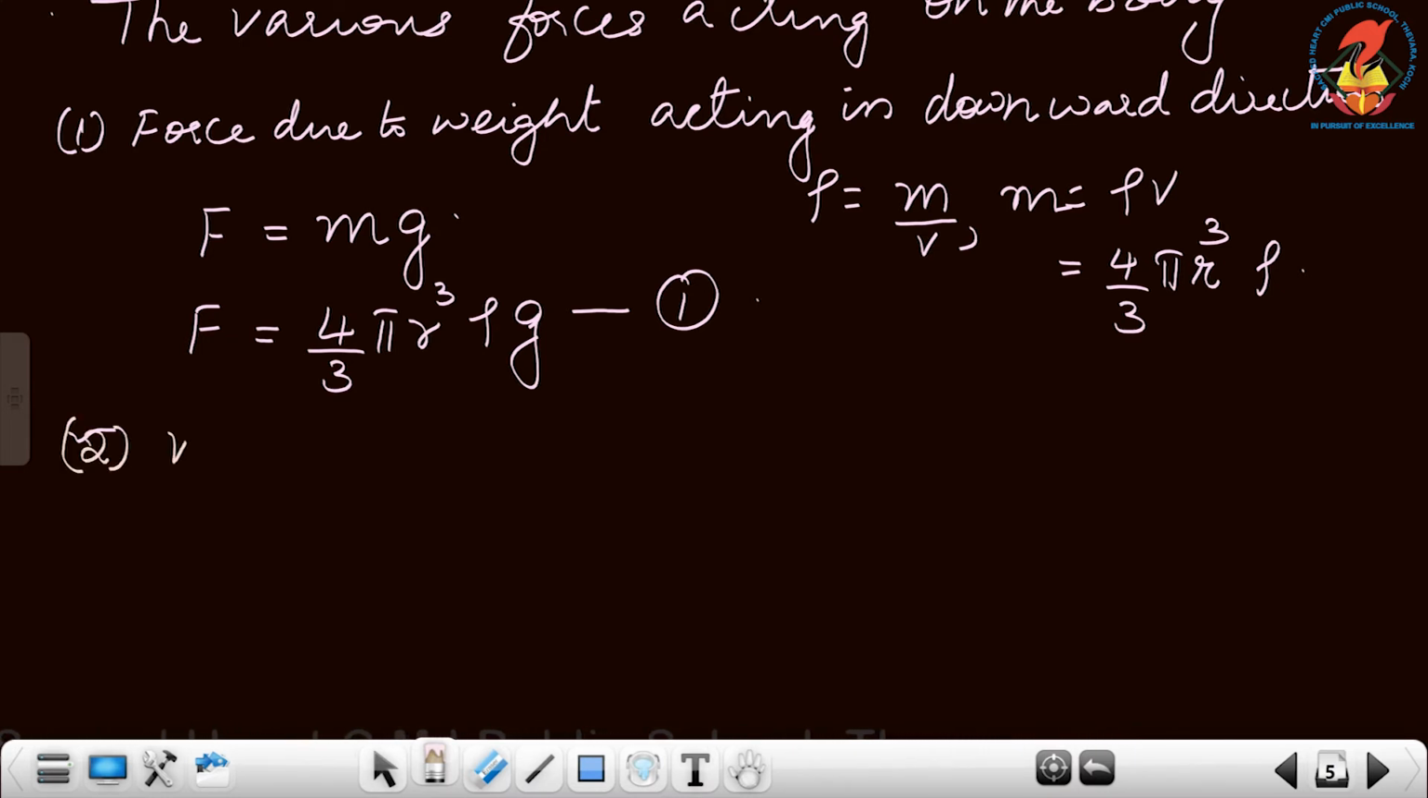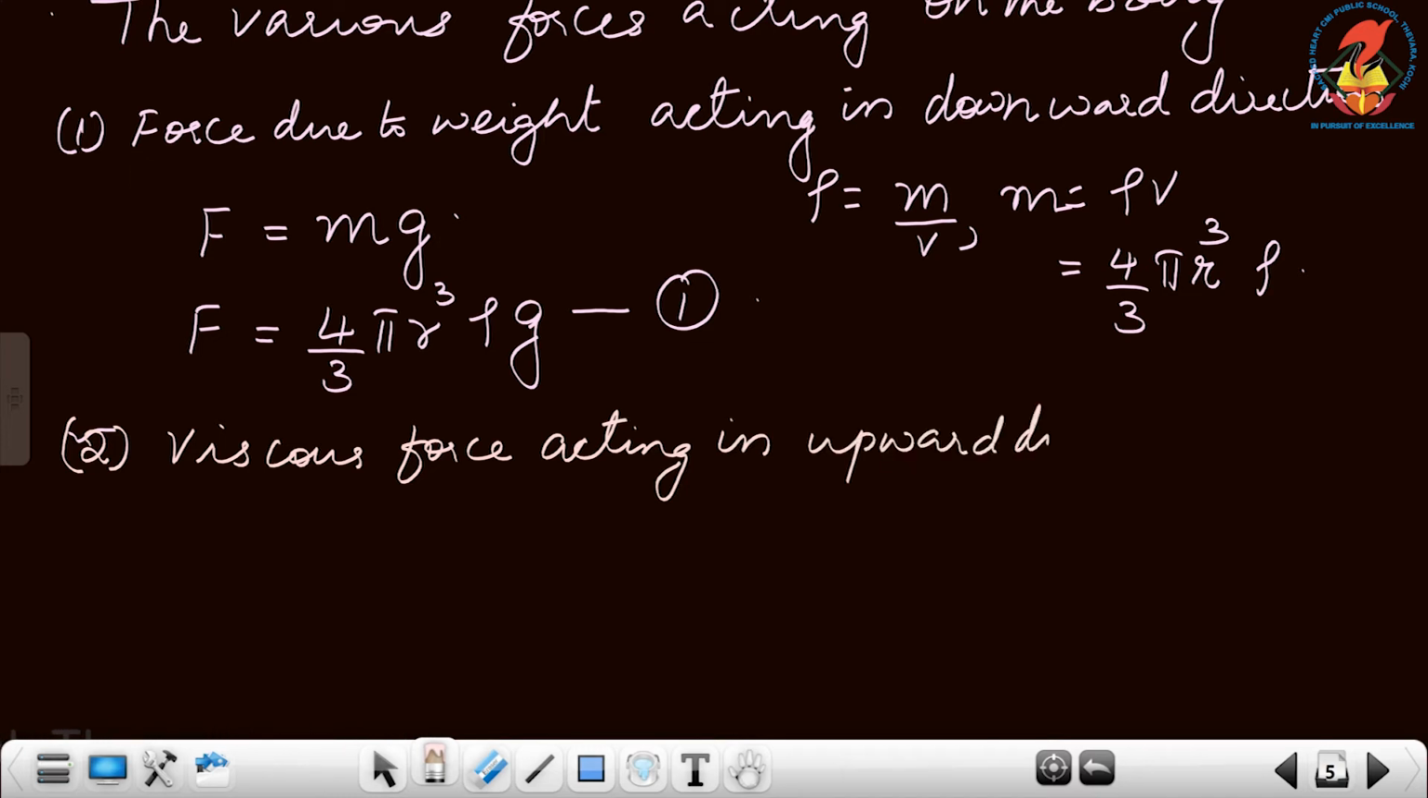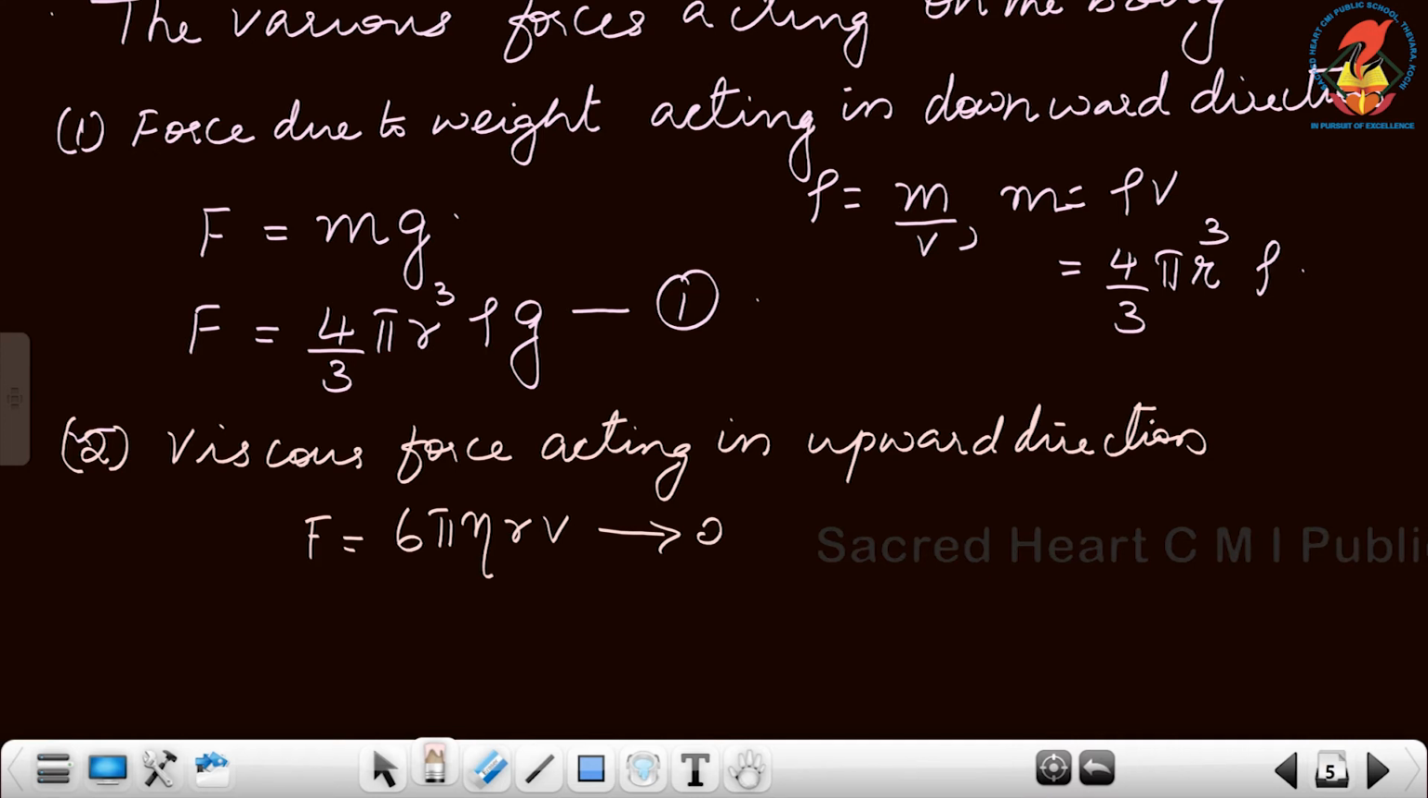Okay. Next, the forces which are acting in the upward direction. Second force is the viscous force, acting in the upward direction, and is given by, according to Stokes' law, F is equal to 6 pi eta r v.